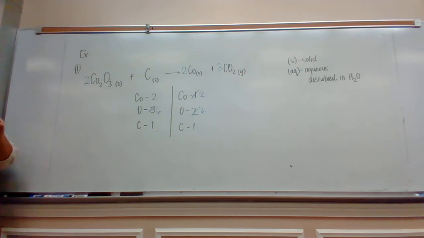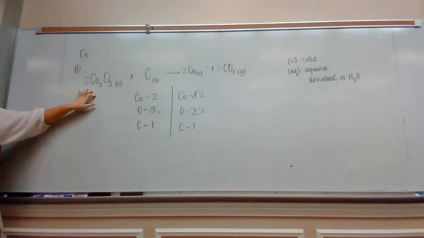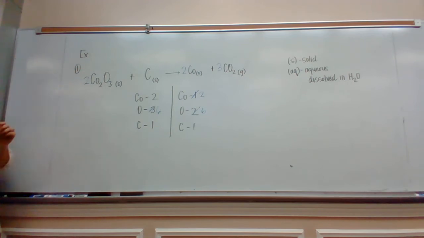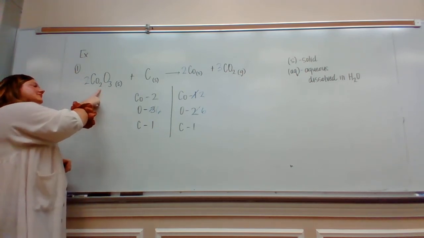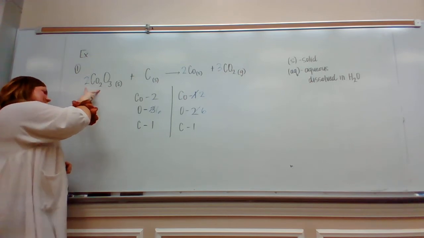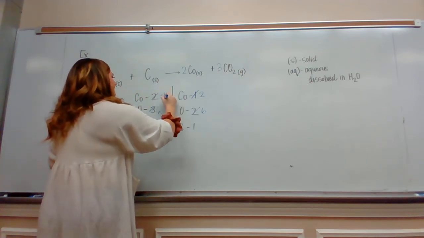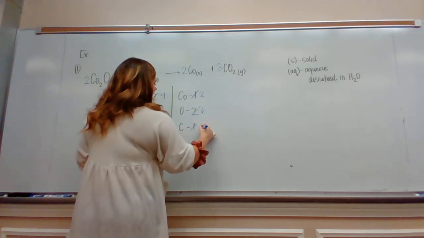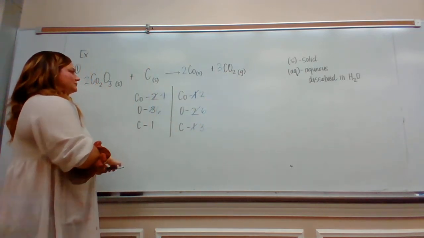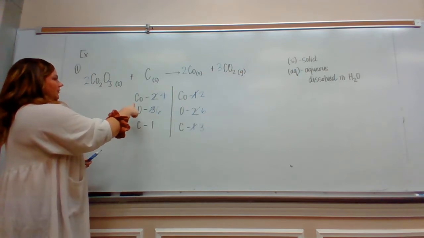But by doing that, I've now changed the number of cobalt on this side, number of carbon on that side. So we need to backtrack. I now have how many cobalts here? Yep. How many carbons there? Yep. All right, so let's go back here.